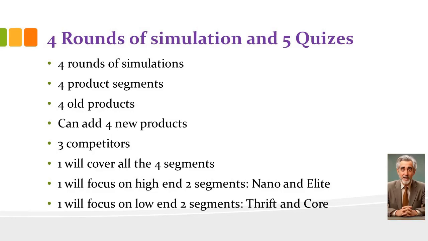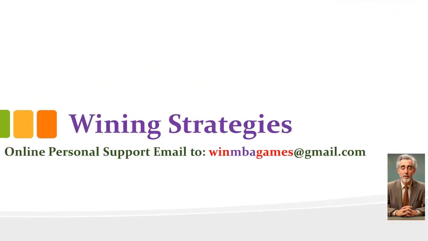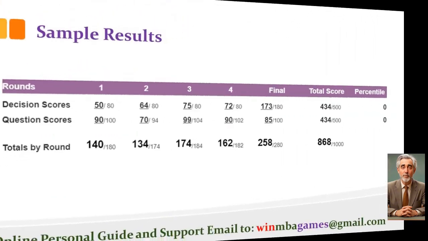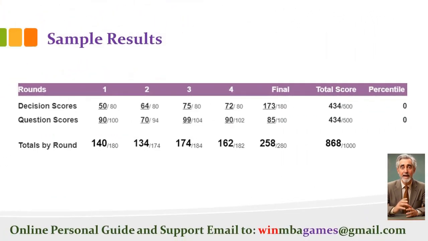What is CompXM? CompXM is a 4-round individual simulation, where you manage a company competing against 3 computer-controlled teams. These teams are designed to be extremely efficient. 1 focuses on all 4 segments, 1 specializes in low-end segments, 1 dominates the high-end segments. These AI opponents make smart decisions and rarely make mistakes. That means you must play with precision and a clear strategy to stay ahead.